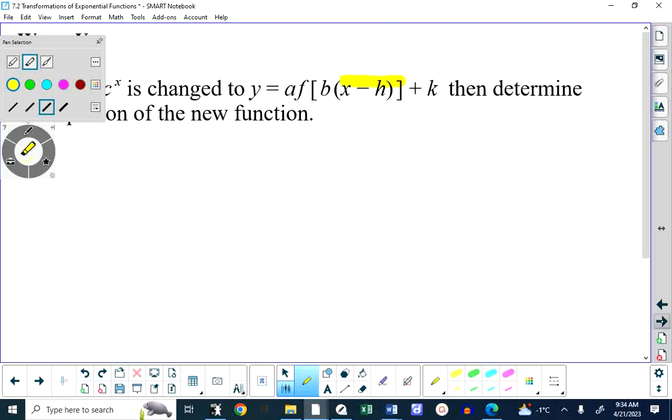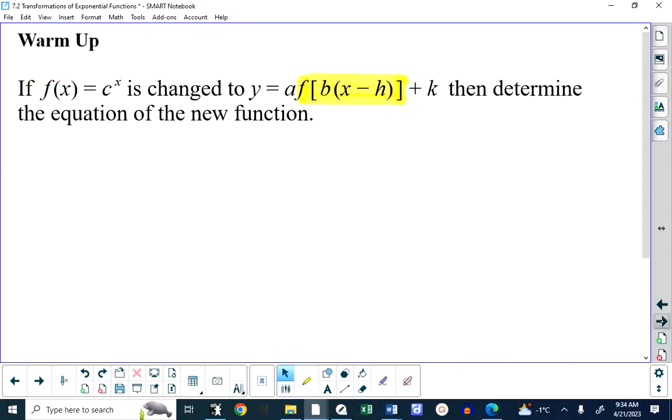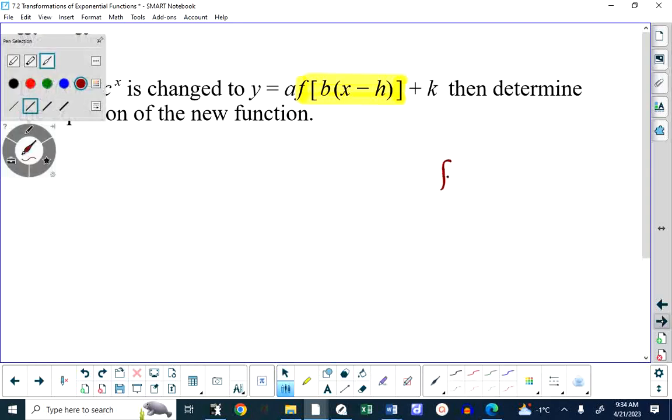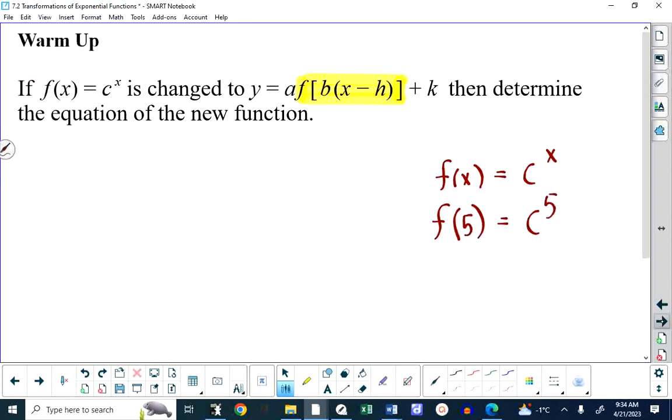This, including the f but not including the a, is f of a thing. So just looking at this function, f of x equals c to the x. If I said, what is f of 5, it would be c to the 5. Yes? If I said, what is f of kitten, it's c raised to the kitten.